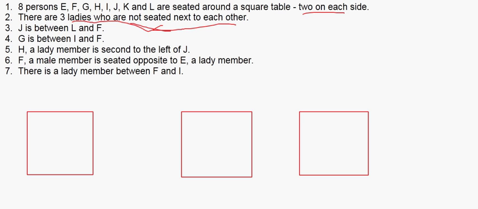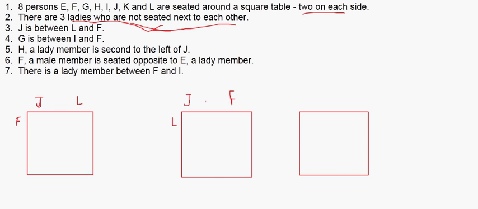J is between L and F, right? So if J is here, he is between L and F. This is one possibility. The other possibility is J is here and F is here and L is here. Can there be any other possibility? Yes, there can be, right?